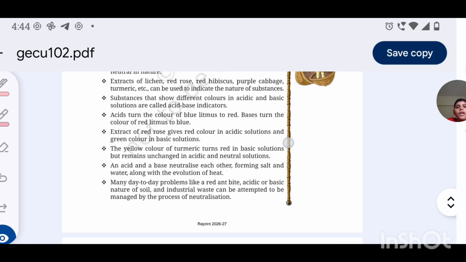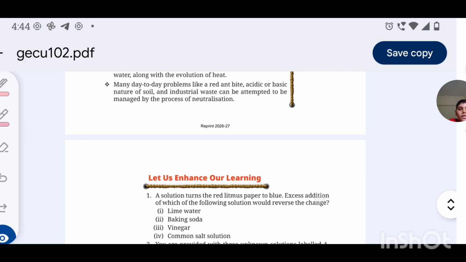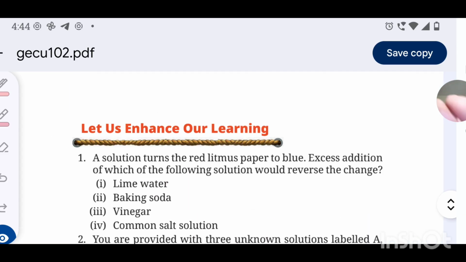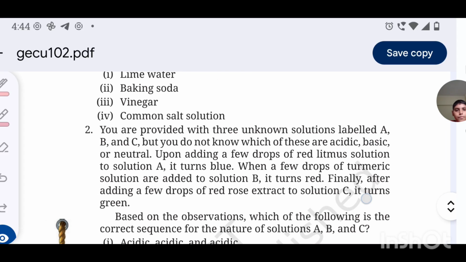Why is it becoming that much small? Okay, this is the summary. You can take a photo of it or you can put it into your textbook.